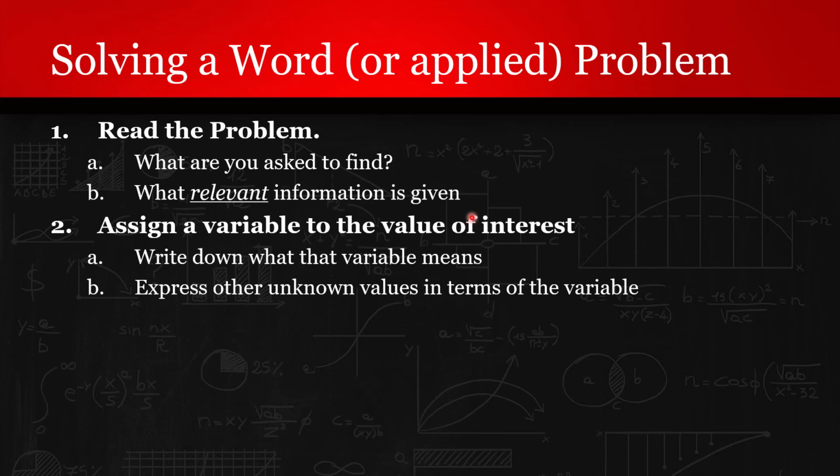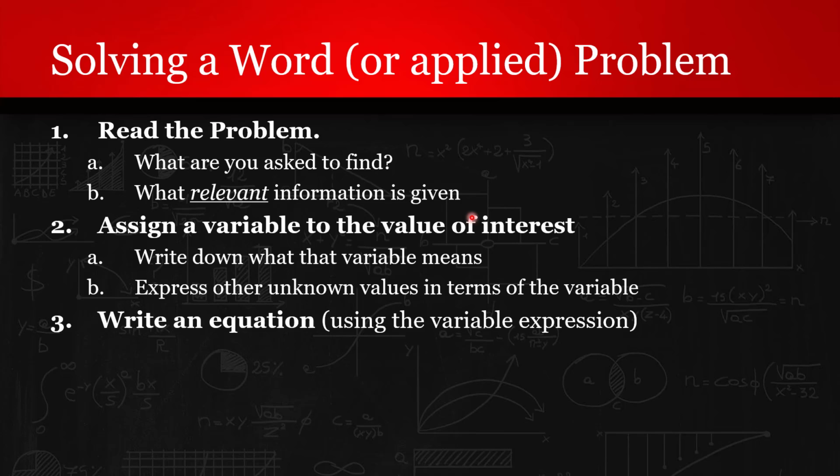Next, you want to assign a variable, typically x, could be something else, to the value of interest. Write down what the variable means, and then express other unknown values in terms of that variable. The third part is the hard part: coming up with an equation that uses that variable and represents the problem. This is usually the most challenging part of any word problem. But once you've done that, you are off to the races.